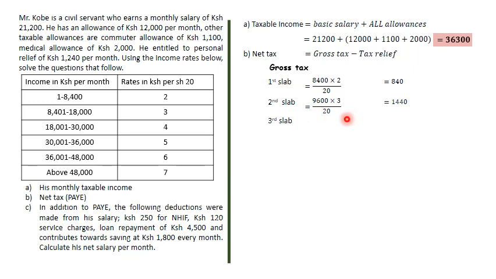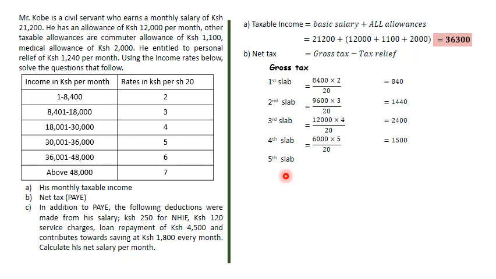1,440. Similarly, on the third slab, look for the income that is in that particular slab, which is 30,000 minus 18,000, that is 12,000, divided by 20 to get the number of 20 shillings. For every 20 shillings, the person is charged 4 shillings, which gives us 2,400. The fourth slab again is the same thing. We have 36,000 minus 30,000, which is 6,000, divided by 20 times 5, which gives us 1,500.